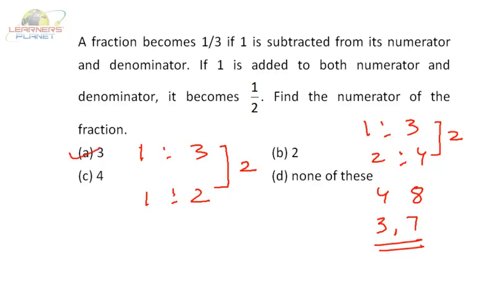Okay friends, you can go even for cross verification. Suppose you subtract 1, you will get 2 by 6, that is 1 by 3. And if you add 1, it will be 4 by 8, that is 1 by 2. Though it is not necessary.